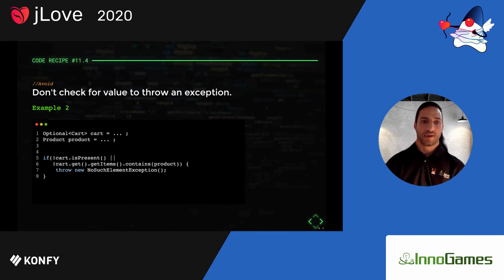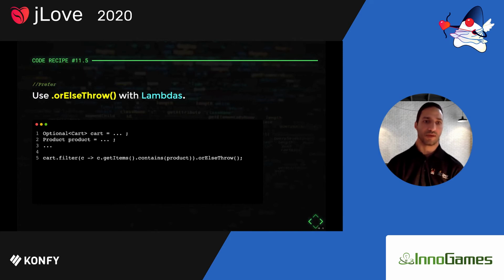Great. Don't check for the value to throw an exception. Sometimes we like to check if the value exists or not, and then we throw an exception based on this. So we do this: if isPresent, or the cart doesn't contain the product, it just throws a new NoSuchElementException. We don't have to do this. We can use orElseThrow with lambdas quickly. So we can do it like this.